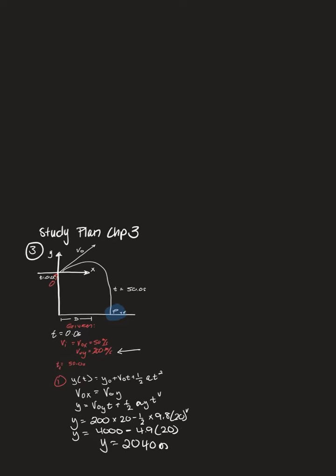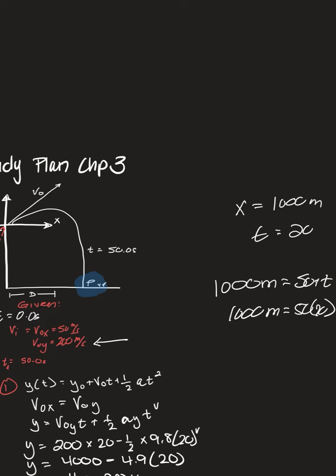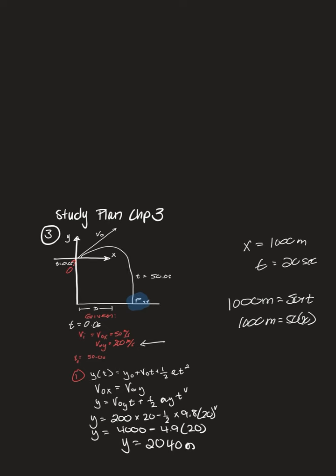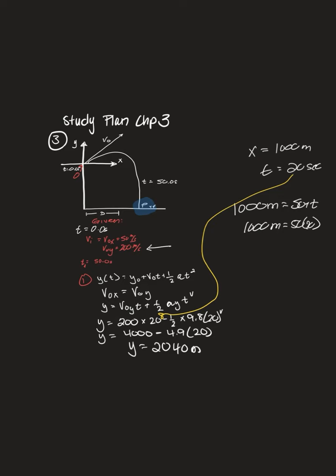So we know that 1,000 m equals 50 times 20. And the answer will be positive 20.